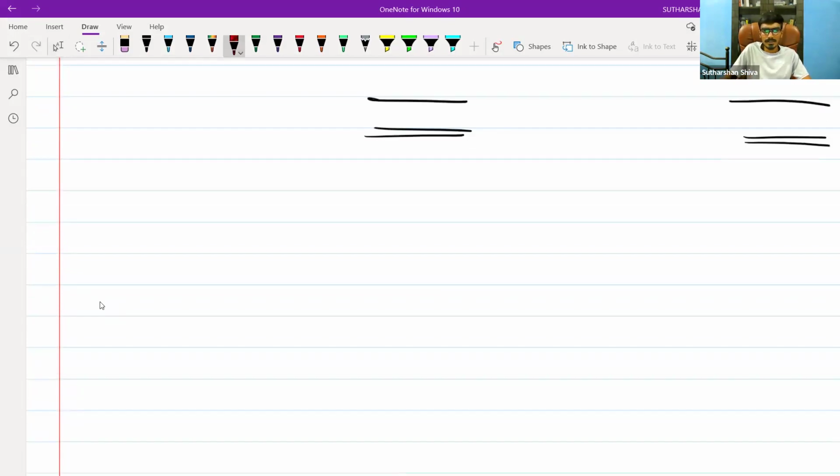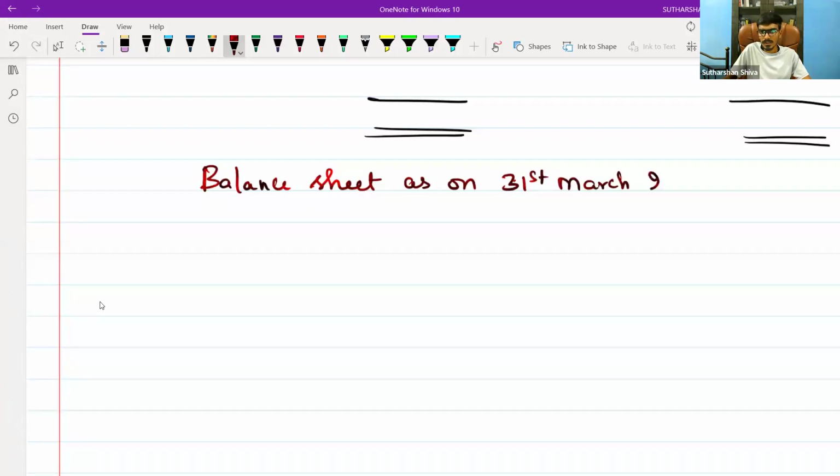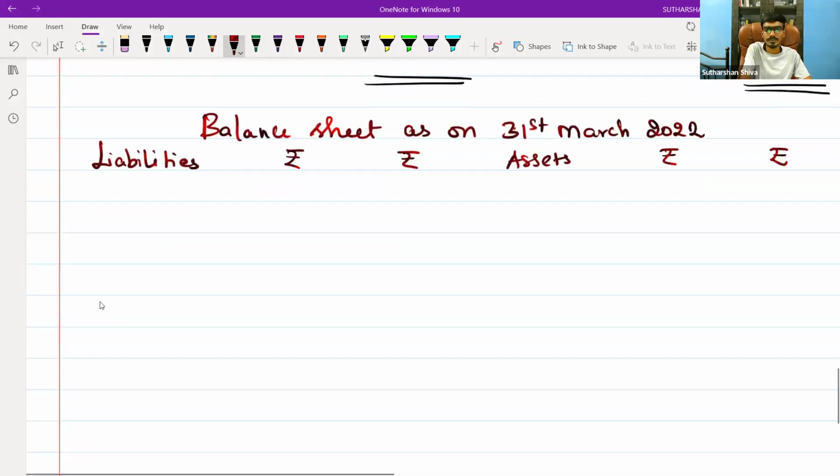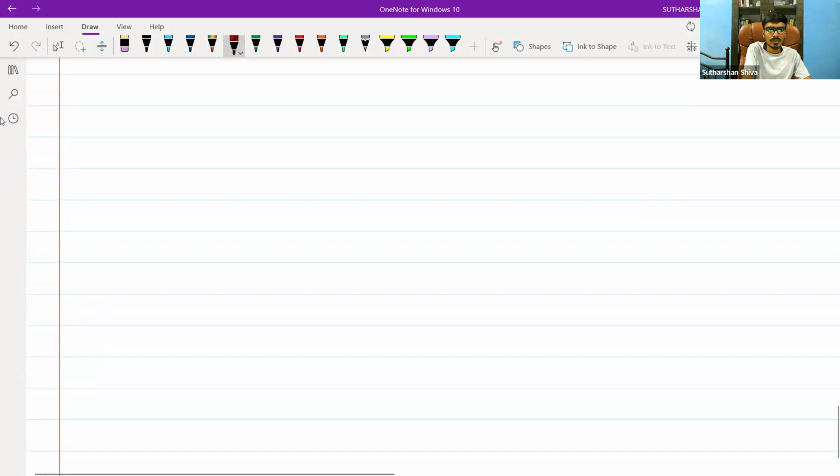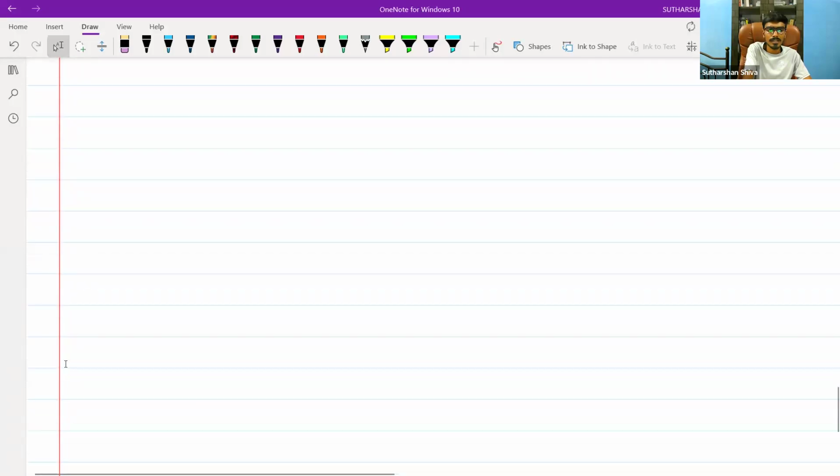Then open a balance sheet. Balance sheet as on 31st March 2022. Liabilities. Your two-rupee column should be there for the balance sheet, as you need to give adjustments for the capital account. Then that's it, the main format is ready. Now we need to prepare the supporting accounts.